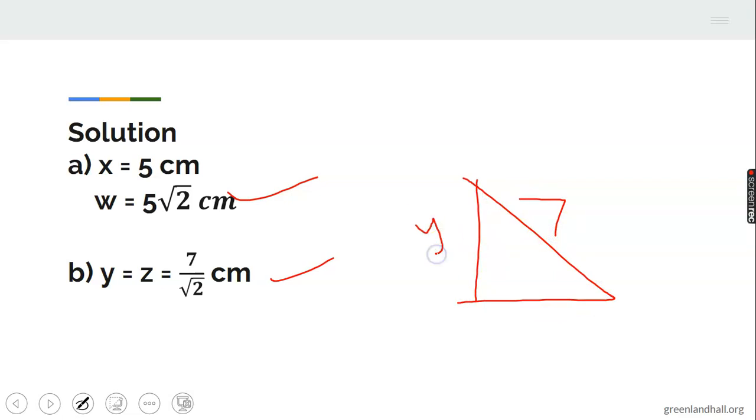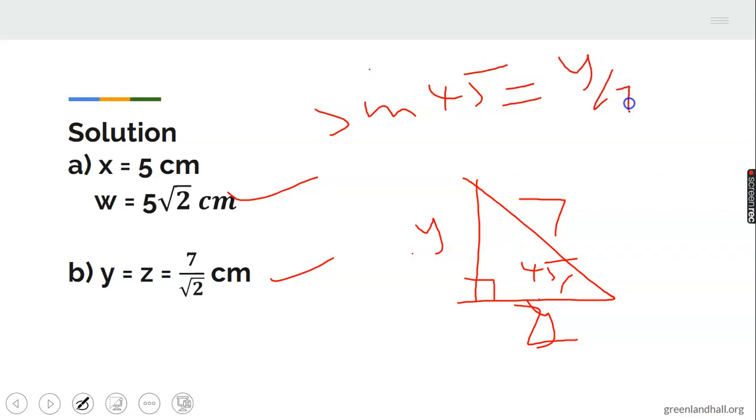1, the 2, they are equal. So any one you are looking for. And this angle is 45. This is the opposite. So we have sine 45 is equal to y over 7. Making y the subject, you give me 7 sine 45.